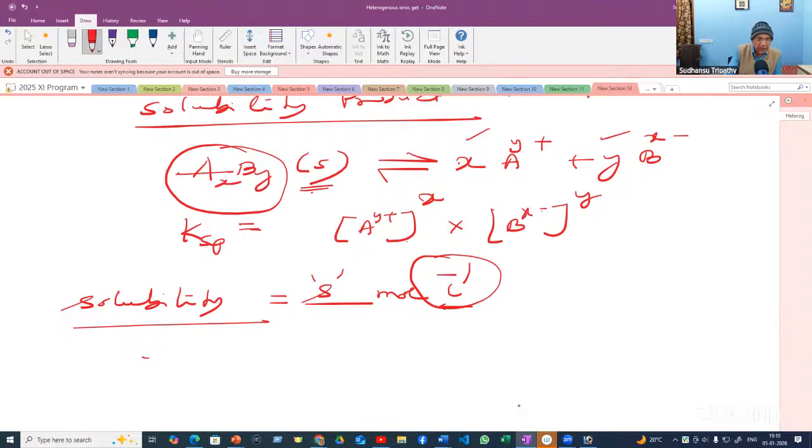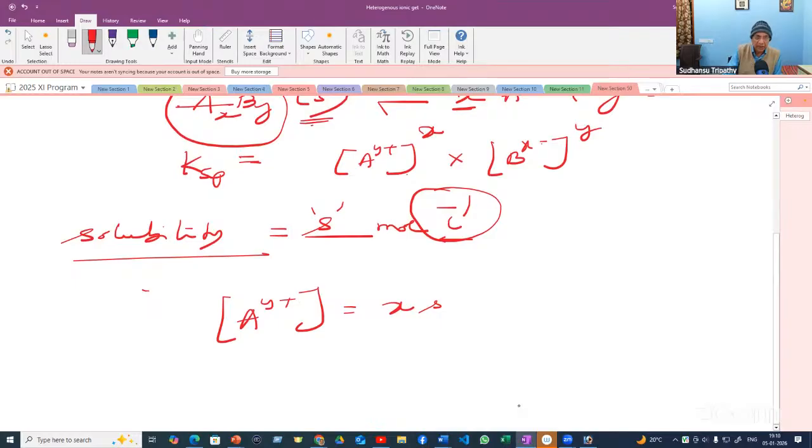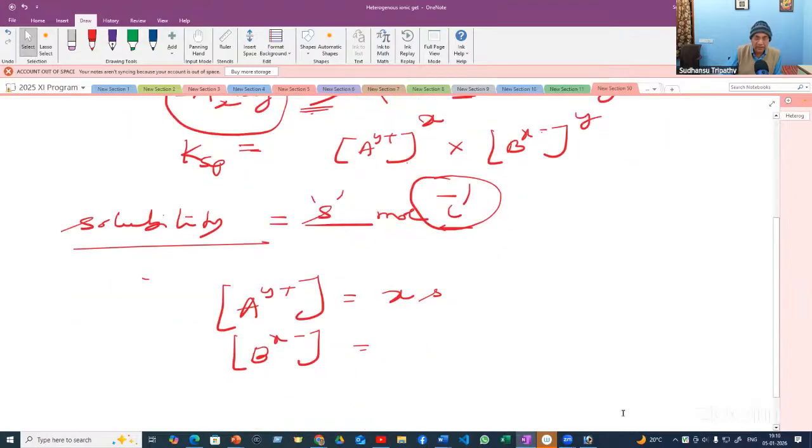So in that case, the A^(y+) concentration is x times S, because x is the stoichiometry. If one S goes, then xS of A^(y+) is produced. And the concentration of B^(x-) will be yS.